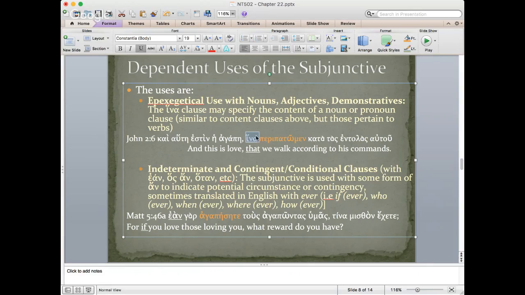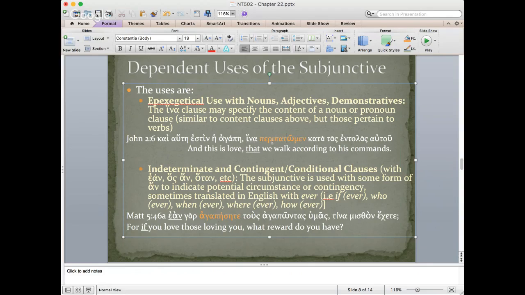Okay. And it's that we walk according to the commandments of him, his commandments. The genitive is modifying that noun. That peripatōmen, what is that? A demonstrative? It says nouns, adjectives, or demonstratives. Which one is that? It's not. So this is the subjunctive verb. Right, peripatōmen. Okay. And it's pointing back.